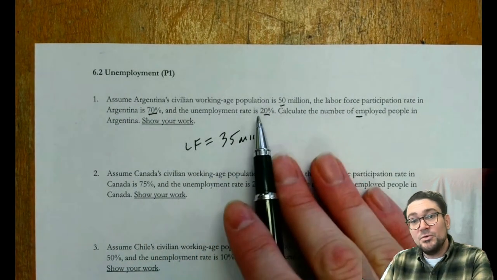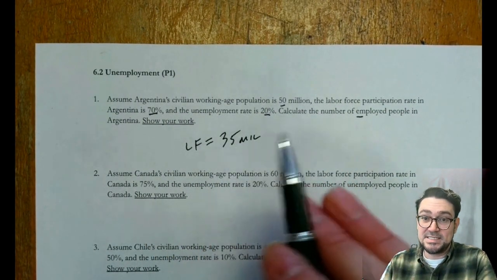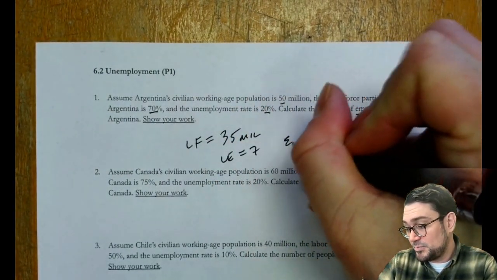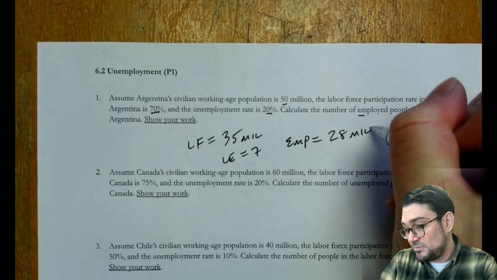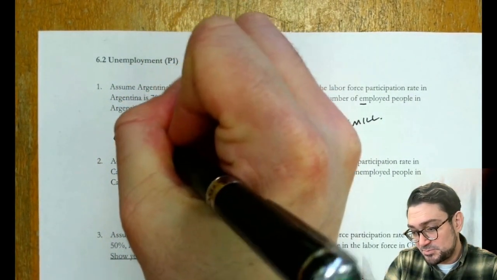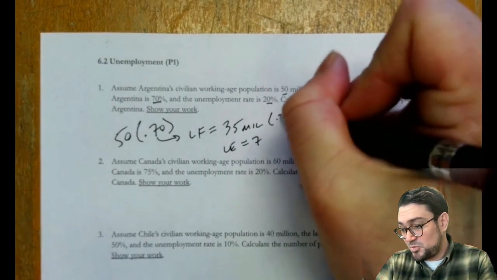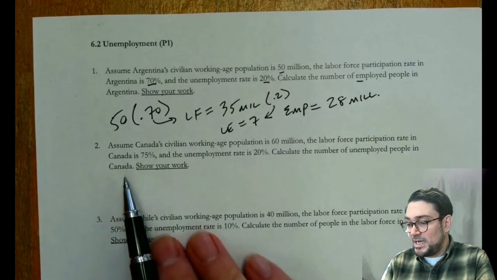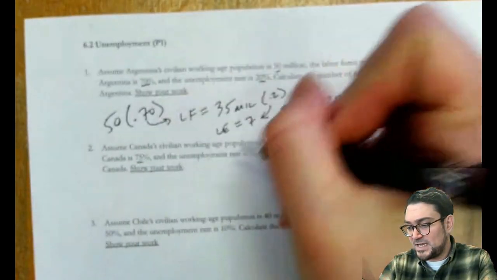Now, what's 20% of this? 10% of it is 3.5. So that means 20% is 7. So that means our unemployed is 7. So the employed equals 35 minus 7, which is 28 million. And so how did we do that? We went 50 times 0.7 to get the labor force, and then times 0.2 to get the unemployed, and we subtract it out of that.